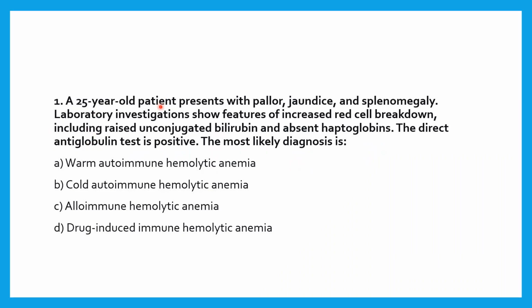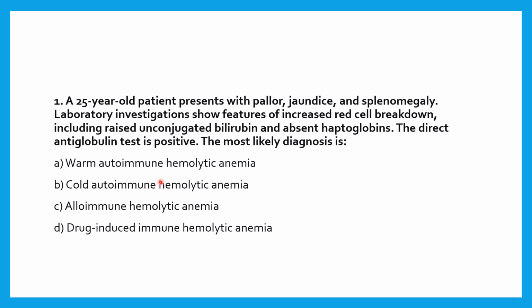A 25-year-old patient presents with pallor, jaundice, and splenomegaly. Laboratory investigations show features of increased red cell breakdown, including raised conjugated bilirubin and absent haptoglobins. The direct antiglobulin test is positive. The most likely diagnosis is what?